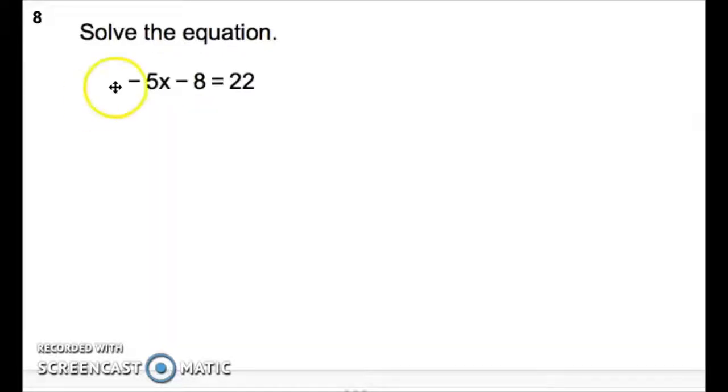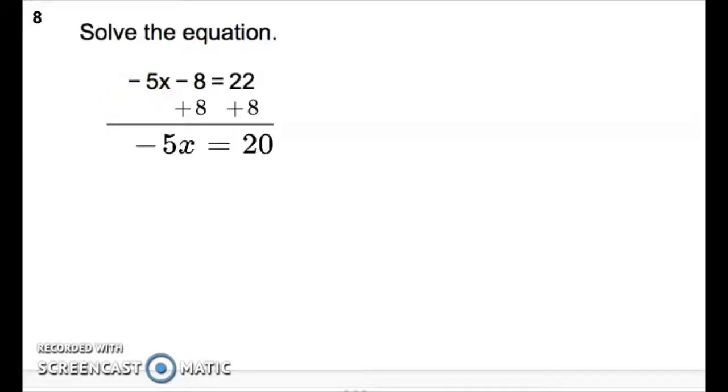Number 8, again we're solving. Start by adding 8 to both sides. Take care of that, adding and subtracting before we multiply. So add 8 to both sides, we'll get negative 5x equals 20. Then we divide both sides by negative 5, and x will equal negative 4. So that's going to be the answer.